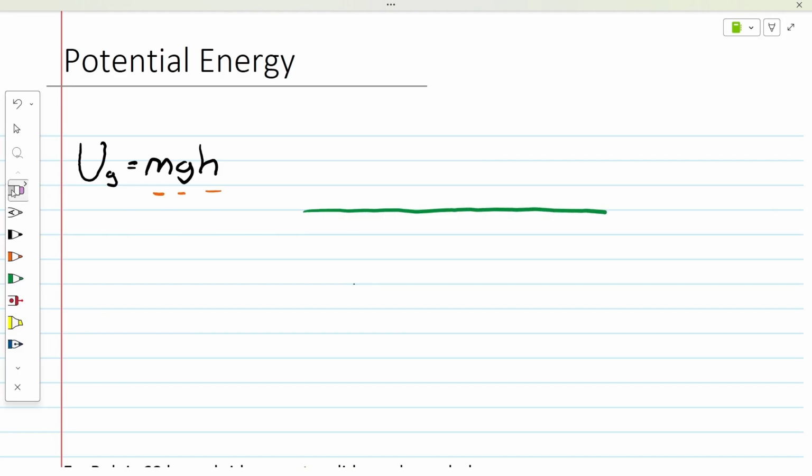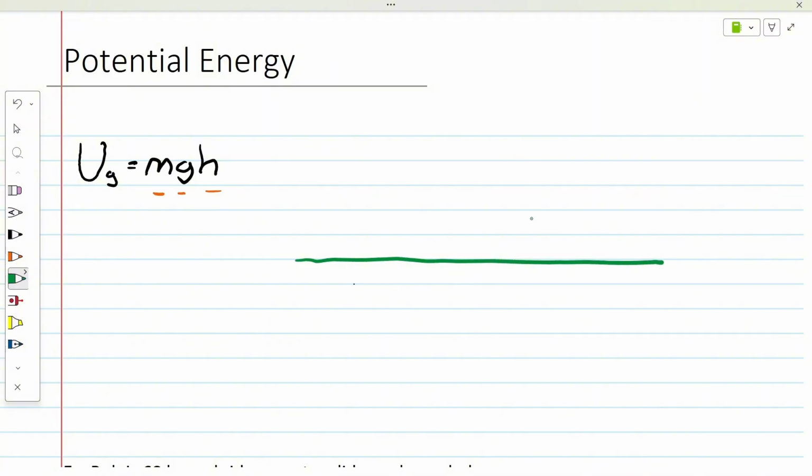So the gravitational potential energy is equal to the mass times gravity times the height. Let's say we have a little situation over here where we have the ground, or let's draw this lower. Let's say we have the ground right here, and if a ball was right here on the ground and we took this to be height equals 0, then this would have a 0 potential energy. But if the ball was up here, now it has some height, and so there would be some potential energy here.